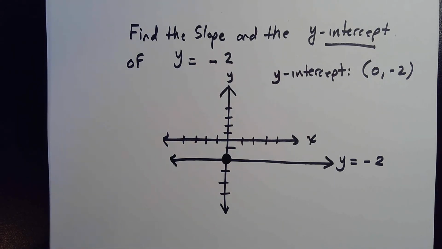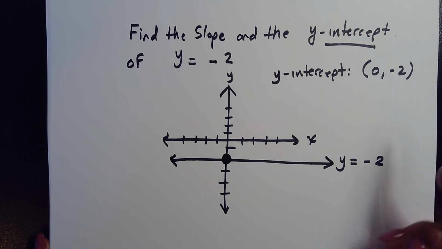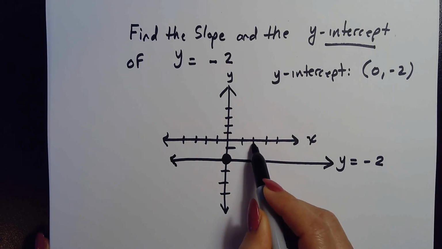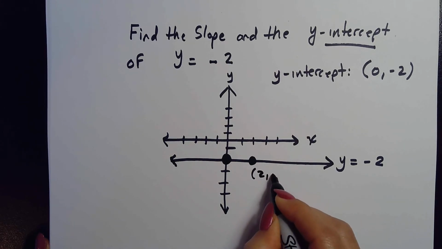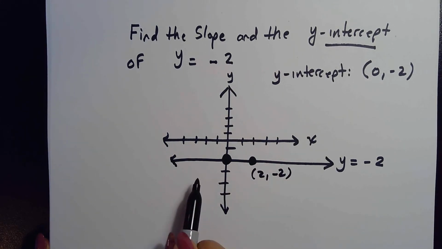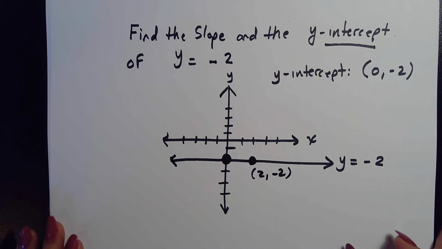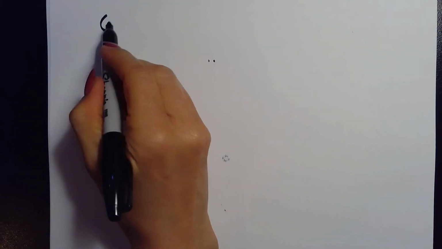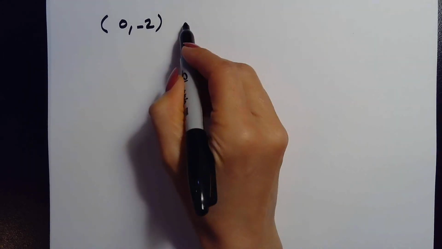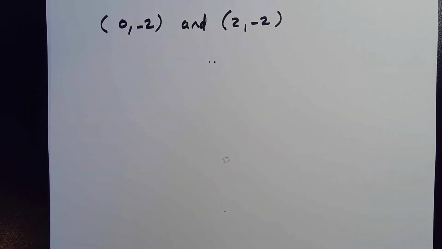So you need to find 2 points. Let's find 2 points on this line. We already have one, (0, -2). I'm going to select another one, say 2, this one right here. That's going to be (2, -2), right? And so remember, this one is (0, -2), and this one is (2, -2). So you have those 2 points. Now let's find the slope. So the points are (0, -2) and (2, -2).